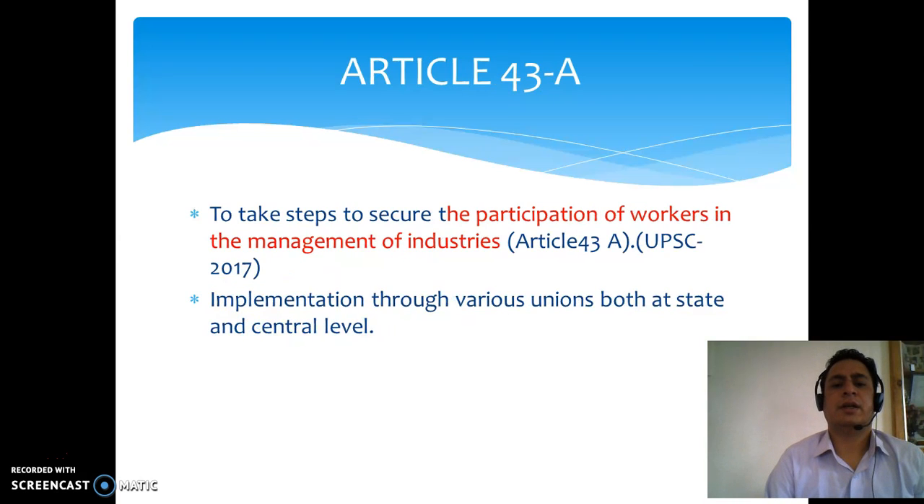Similarly, Article 43A, about which UPSC in 2017 had asked a question that through which amendment this particular article was brought forth. It was the 42nd amendment.